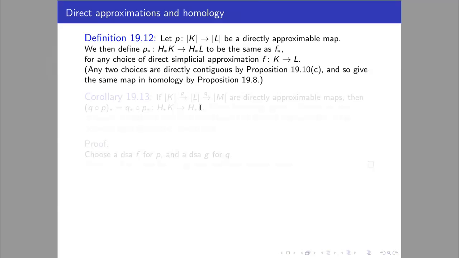Now you might worry about whether that's well defined, because the direct simplicial approximation is not unique. But we did prove this in the last video. If you've got two different choices for F, say F and G, then they're going to be directly contiguous. And we also proved even earlier than that that directly contiguous maps have the same effect in homology. So it really doesn't actually matter which direct simplicial approximation we choose. We're going to get the same answer as the map H star K to H star L. So it's legitimate just to call that map P lower star.